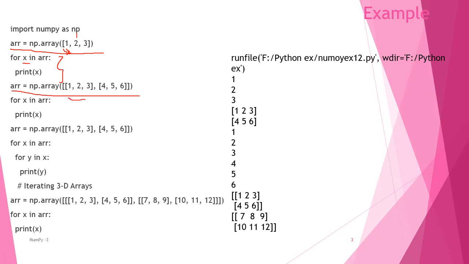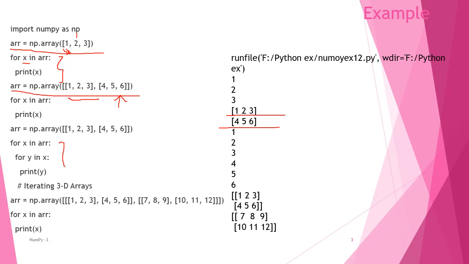The first element of the array is again a one-dimensional array, so this entirely is a two-dimensional array. For x in arr means x is assigned the value of this array 1, 2, 3. So the print statement will print the array with elements 1, 2, 3. In the next iteration, x is assigned the second array, which is the array with elements 4, 5, 6. What do we need to do if we need to traverse element by element of these inner arrays?